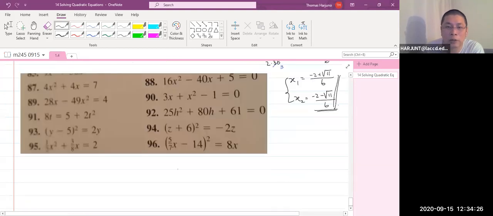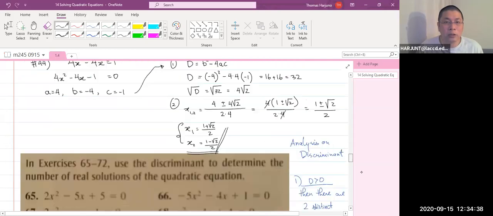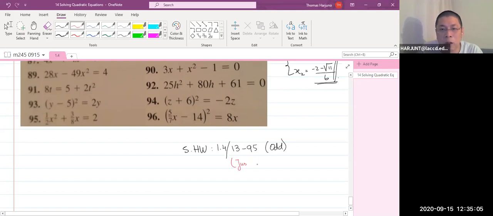Okay, your suggested homework. Basically do from the beginning, which is number 13 to number 95. Just do the ones that I have here. You know that I skipped some problems. The ones where I don't put the pictures here, you don't need to do. Just the ones we do here. That's section 1.4. I put a note. Just the ones you see here.